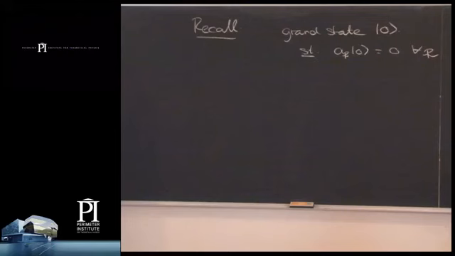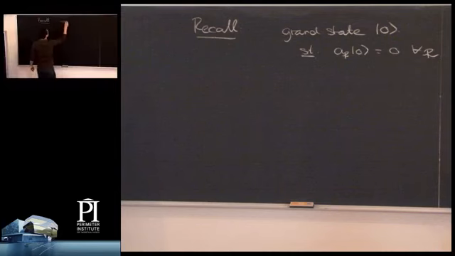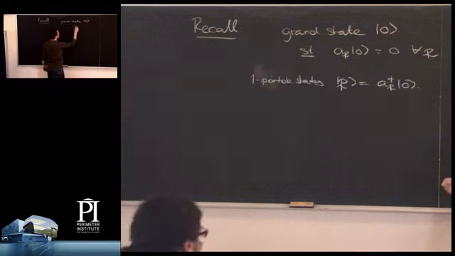Let me remind you where we were. We've started introducing the states of a quantum field theory. And we had a ground state. So there was the ground state |0>, which is defined by the fact that it's annihilated by all the annihilation operators, an infinite number of them.